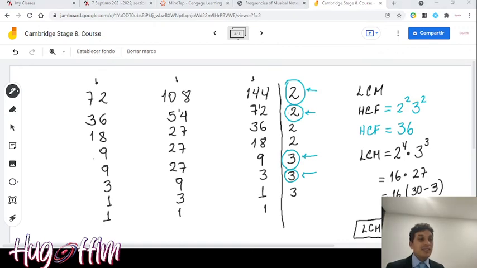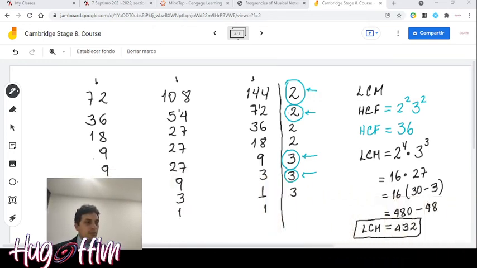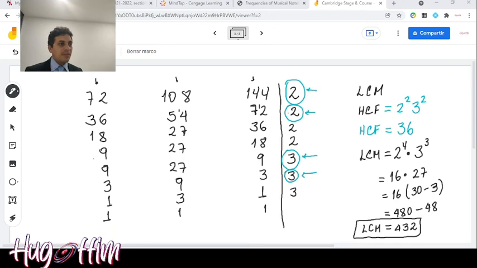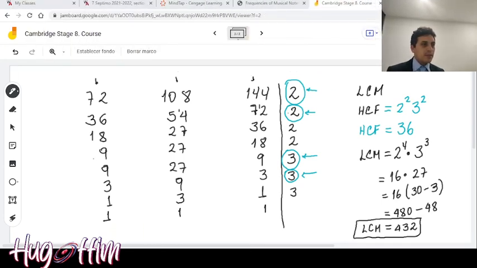So as you can see, oh my god, I wrote over my face here. I need to put my face here so it's easy for you to see. I was showing that 16 times 30 minus 3, because it's 27, and it will be 480 minus 48. If I subtract them, it will be 432. You know, sometimes I don't get it.